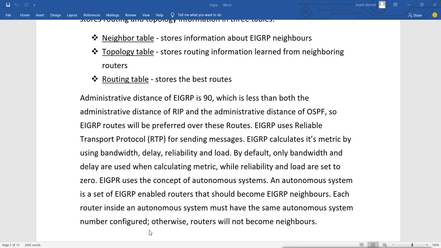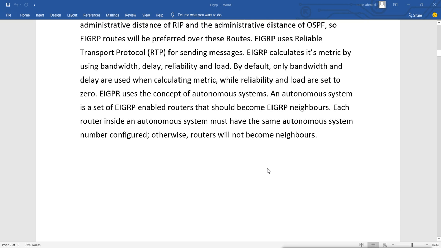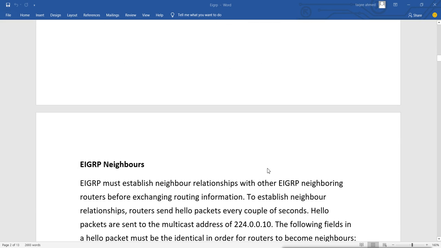So all the routers which you configure in your network will be considered in your autonomous system number, and you have to configure it with EIGRP, so you have to mention the autonomous system number. So when we are configuring EIGRP, we have to mention the autonomous system number also. Otherwise routers will not become neighbors. So for becoming neighbors, this is also important information we have to configure.